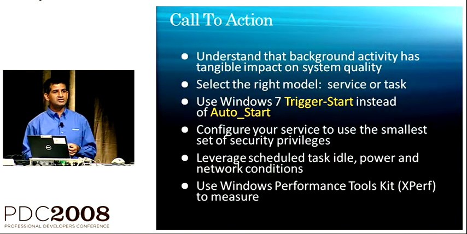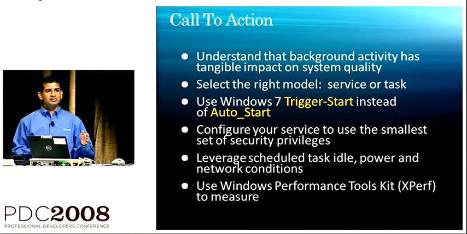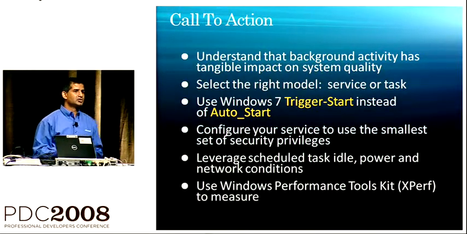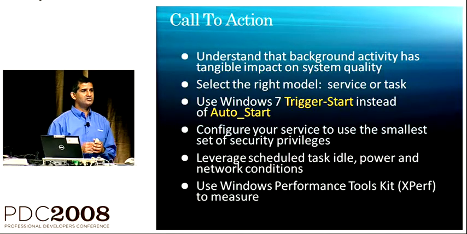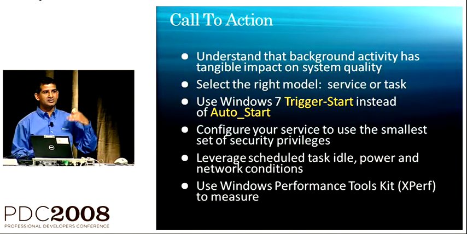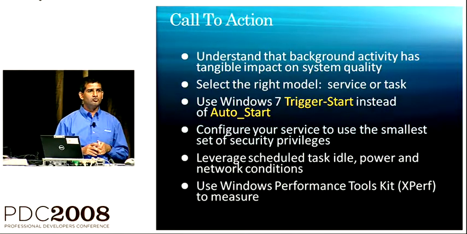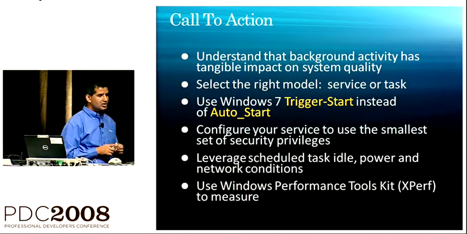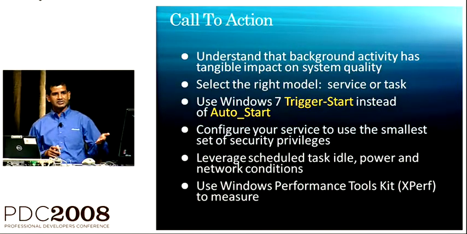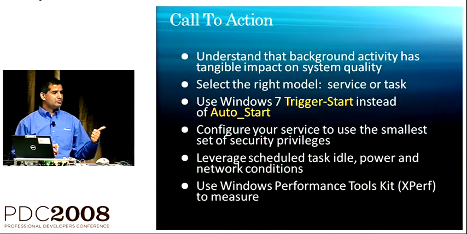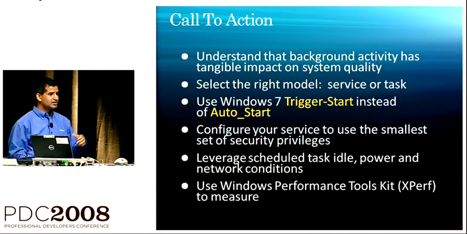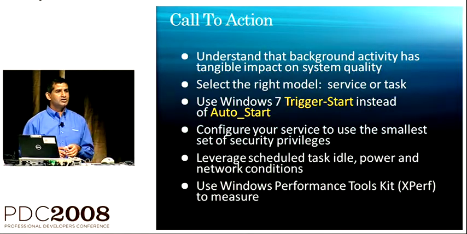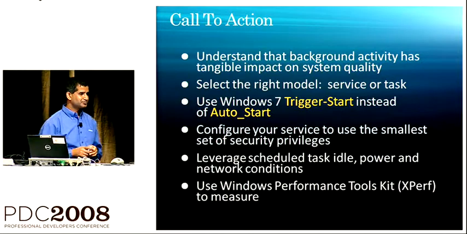Security: always configure the service to use the least set of privileges required. It's not an easy task to identify what privileges will suffice, but that will always guarantee that the service is not prone to vulnerabilities that are unknown at the time of the development of the service. Also, use the task settings that we talked about earlier on idle, power, and network, and then use the Windows Performance Toolkit that helps evaluate and measure the footprint of your application.